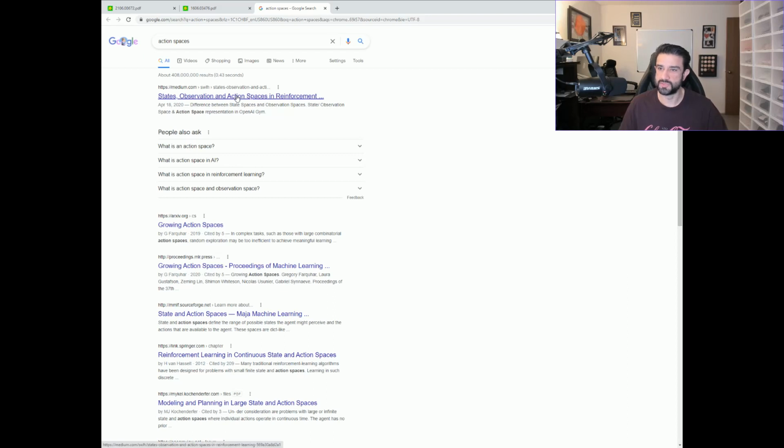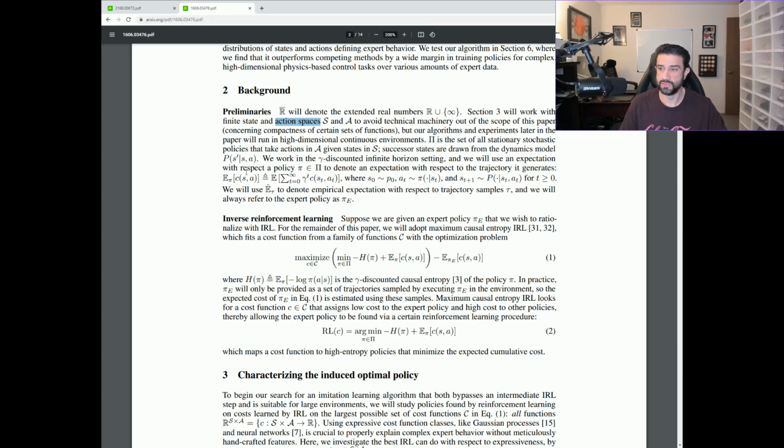Action spaces, state observation. Okay, yes: states, observations, and action spaces in reinforcement learning. See, now you're starting to say, okay, these are related concepts, and you can read about them and get a deeper understanding of states, observations, action spaces, and so on. This is why I say it's great if you're just getting into the field to do this, because you can rabbit hole down this and you'll find out that things like finite state and action spaces are universal concepts in machine learning. So they're core foundations that you need to understand anyway.